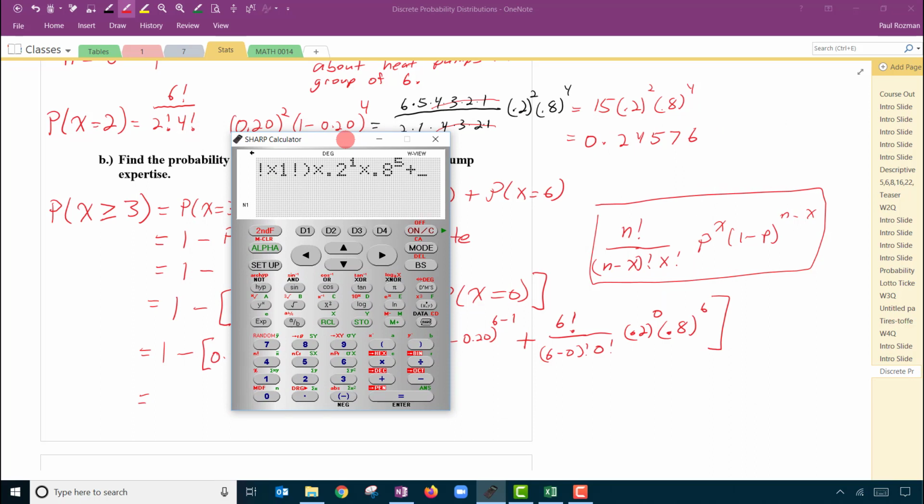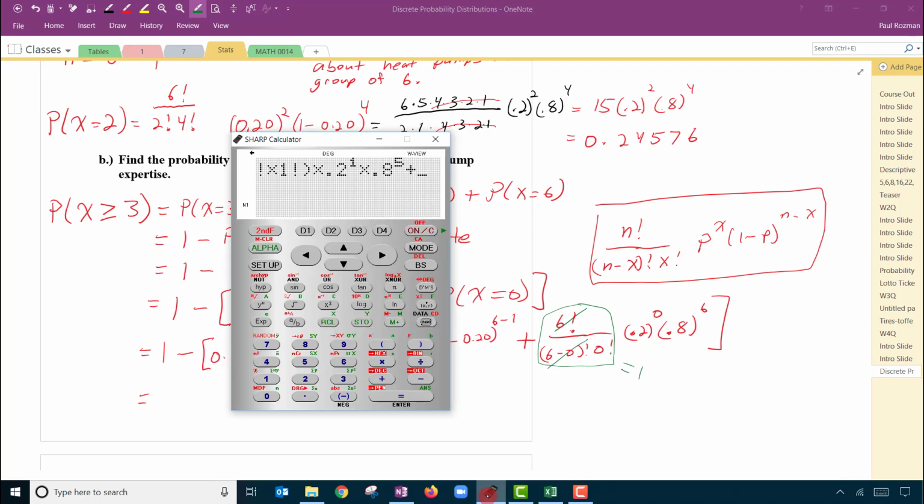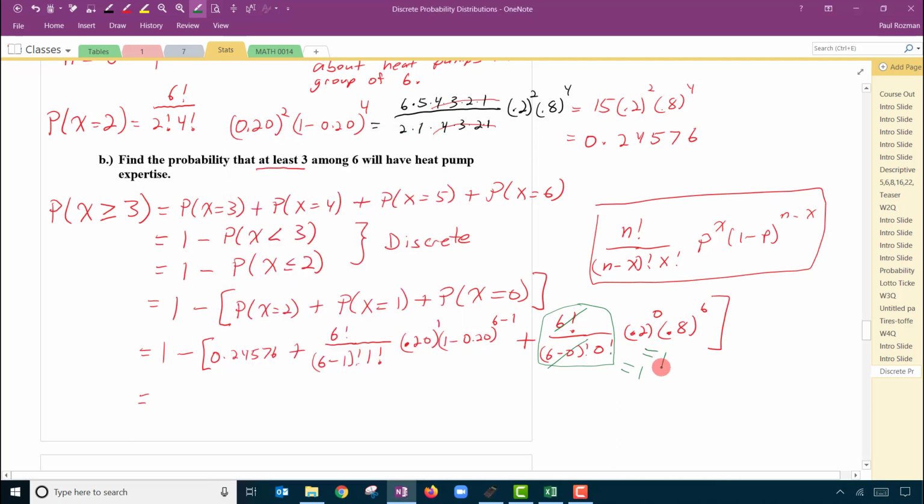We have 6 factorial over 6 factorial, which is 1. This cancels with this. And don't let that 0 factorial freak you out. The definition of 0 factorial is 1 as well. So we haven't divided by 0. This whole piece here just ends up equaling 1. So that'll save me just in my button pushing here. So I'm just going to say plus 0.2 to the 0 is also 1. So I just have to do 0.8 to the 6th.